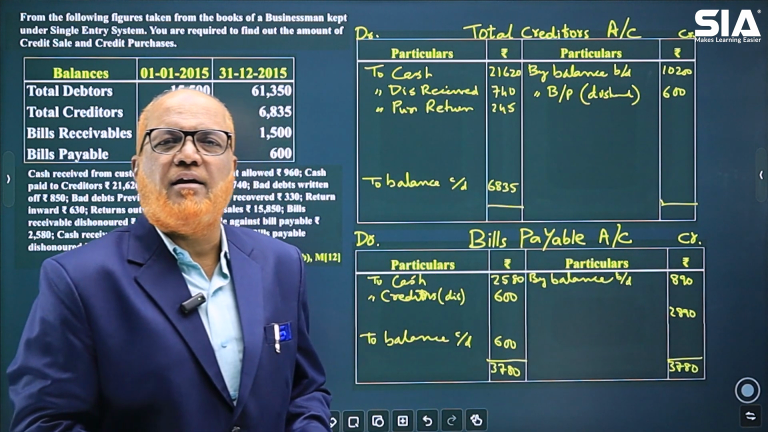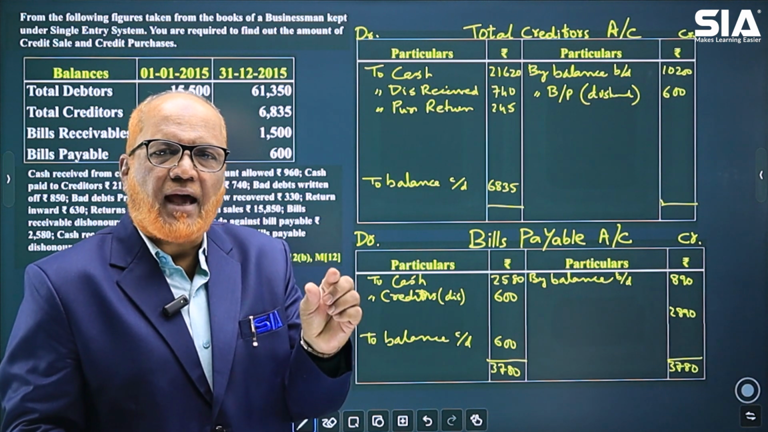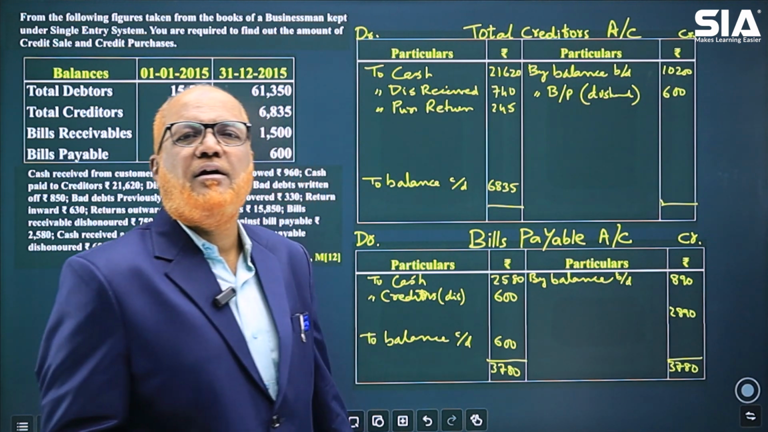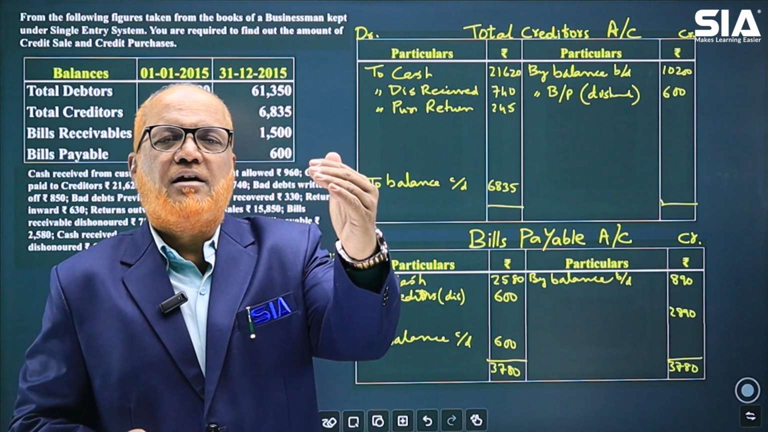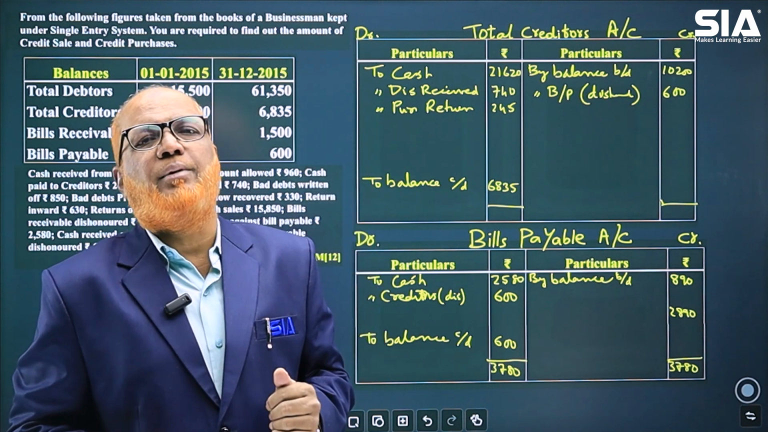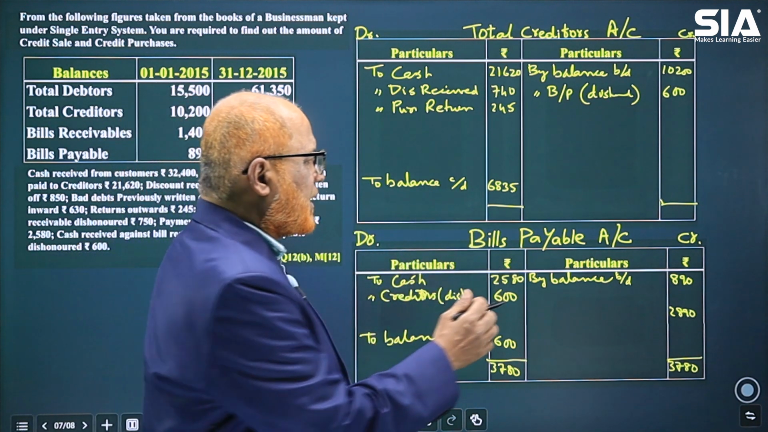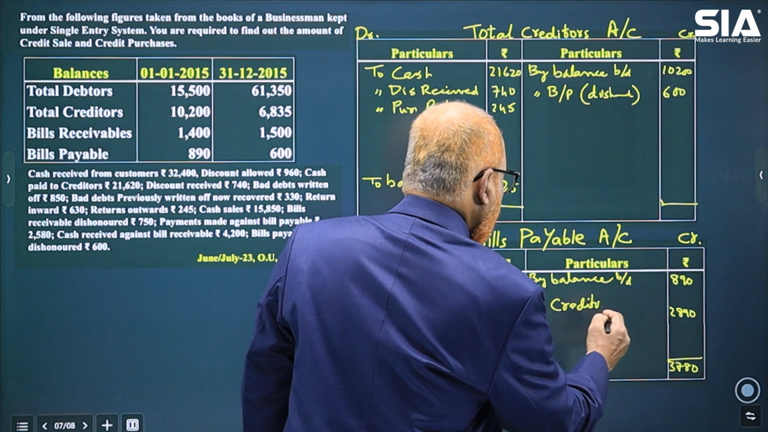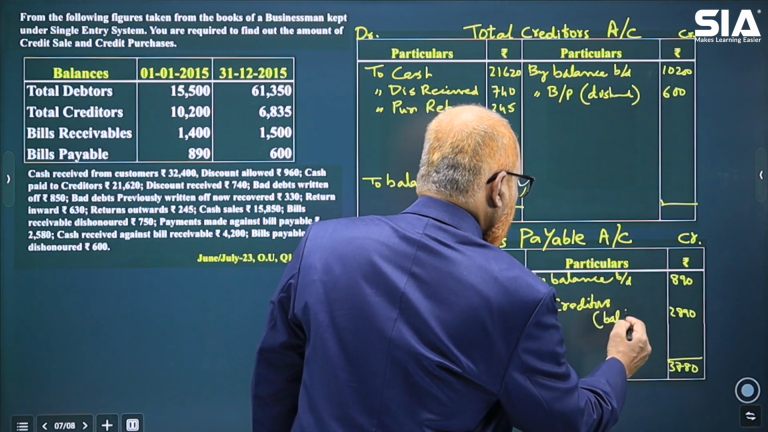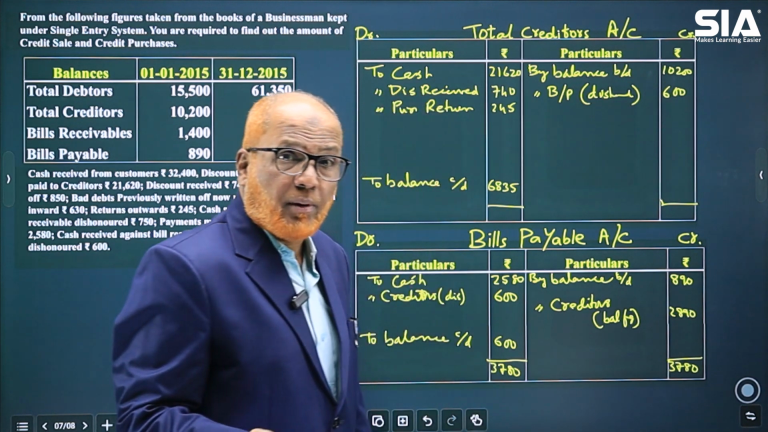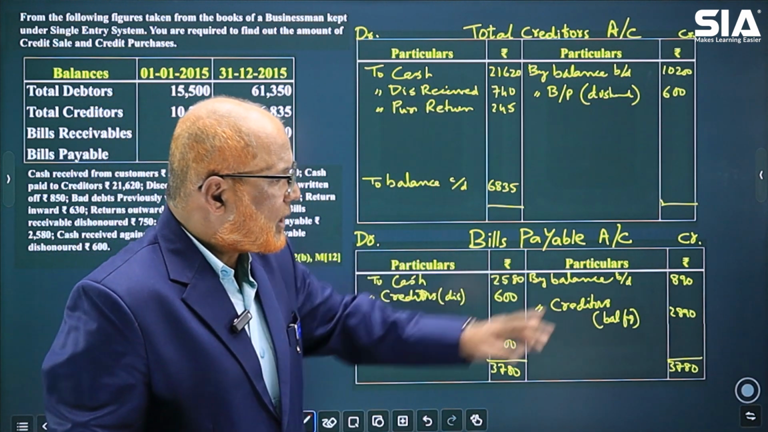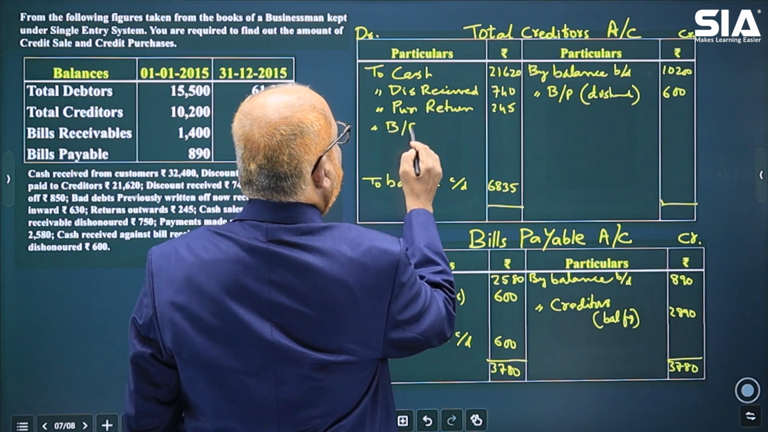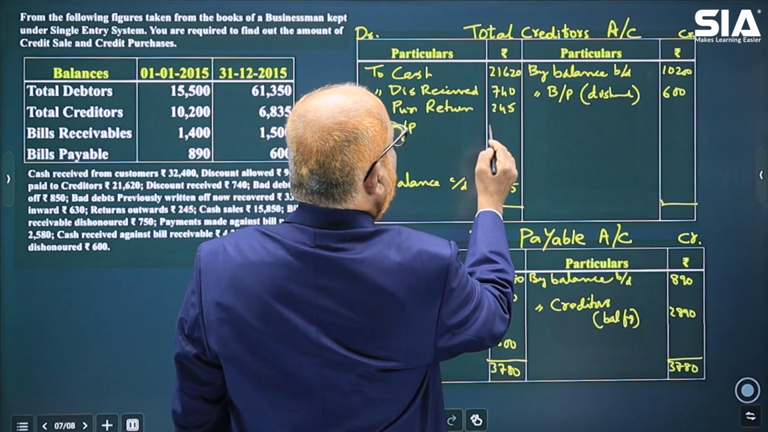What is this 2890? These are the bills accepted during the year. The entry is creditors account debit to bills payable. So here write down by creditors account. This is the balancing figure, which is not given in the problem. So during the year, 2890, debit side of creditors to bills payable. How much bills payable? 2890.